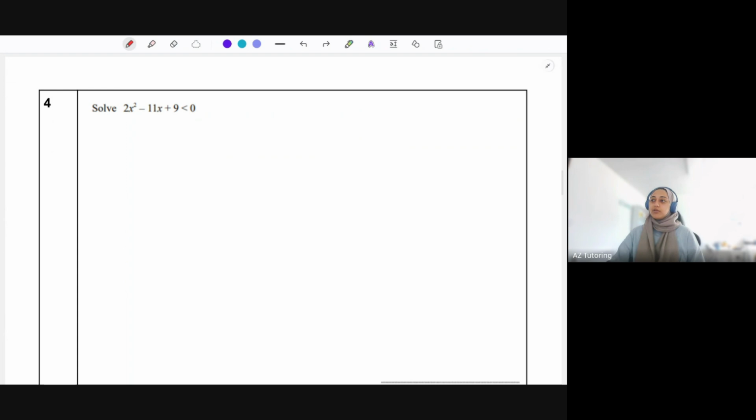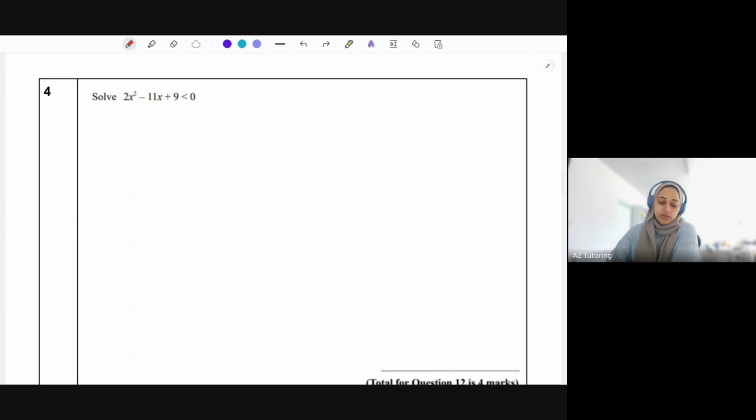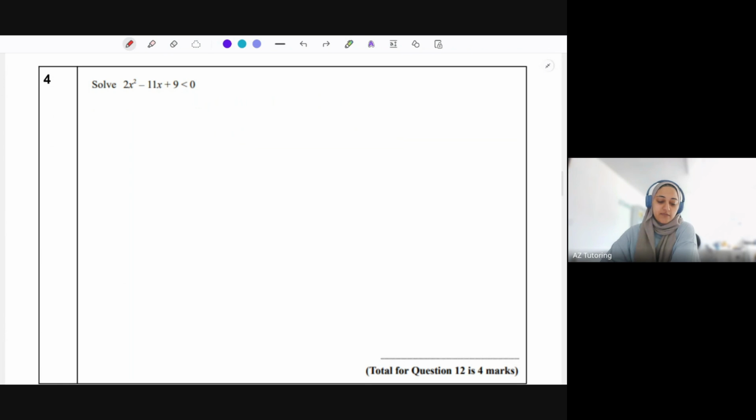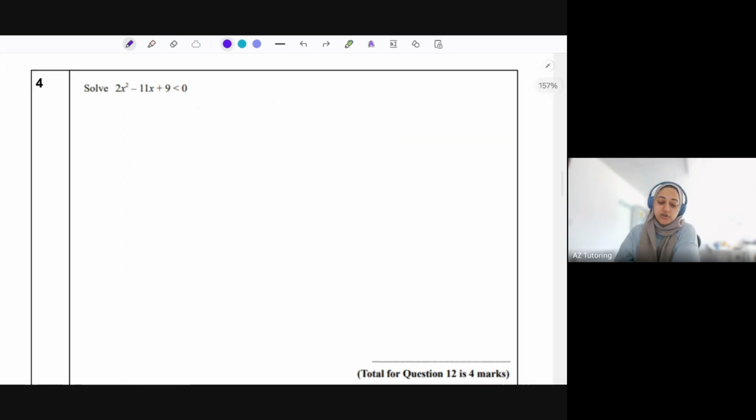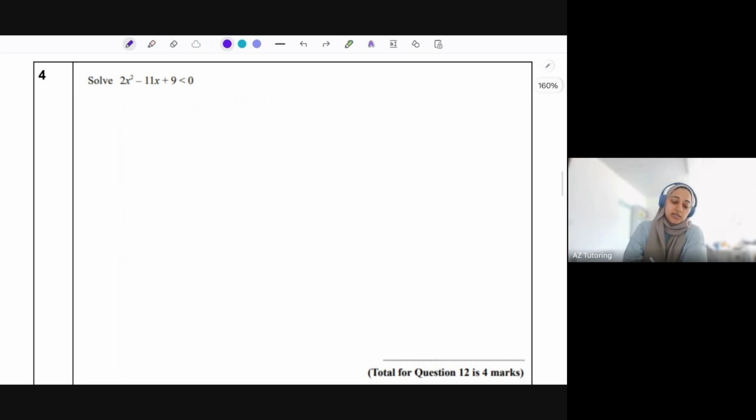Let's do one more example. So here, solve 2x squared minus 11x plus 9 is less than 0. Again, it's a quadratic inequality. We need to draw the graph and find the two values where it crosses the x-axis. You can use the quadratic formula, but I'm just going to attempt to factorize here because of time. So it is minus 9 and minus 1. So 2x squared minus 2x minus 9x, which is minus 11x, and then minus 9 times minus 1 is plus 9.